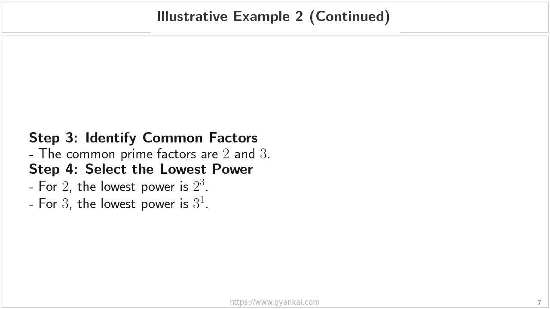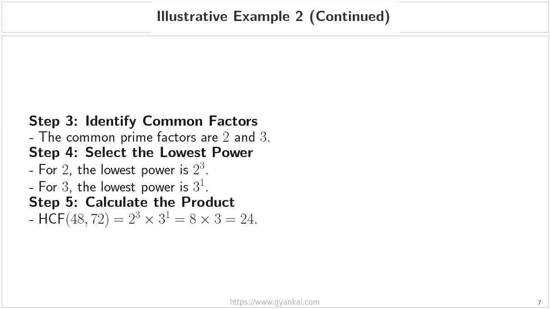For the prime factor 2, we have 2 to the power of 4 in 48 and 2 to the power of 3 in 72. To find the HCF, we must choose the smaller exponent, which is 2 to the power of 3. Similarly, for the prime factor 3, we have 3 to the power of 1 in both cases, so our lowest power is simply 3 to the power of 1.